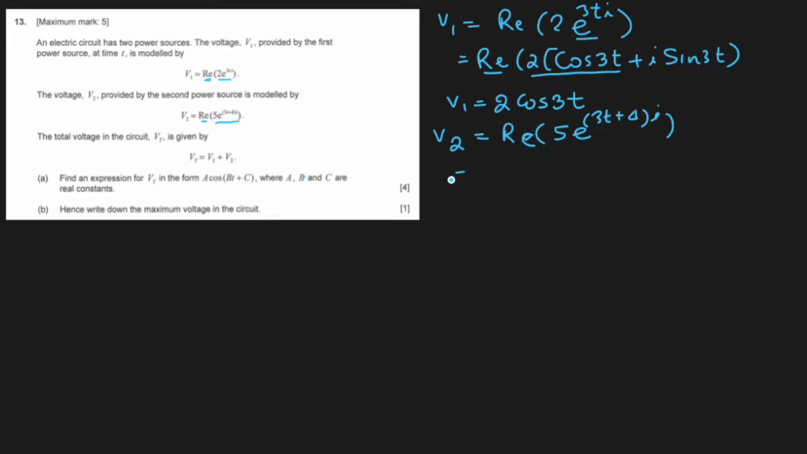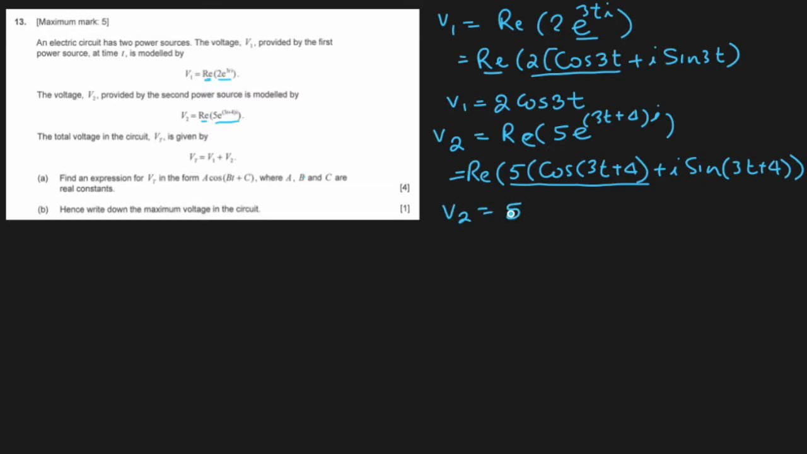So let's convert it also. Real part of 5 cos 3t plus 4 plus i sin 3t plus 4. That means this one is the real part. So V2 comes out to be 5 cos 3t plus 4. Okay. The total voltage Vt is given by this.